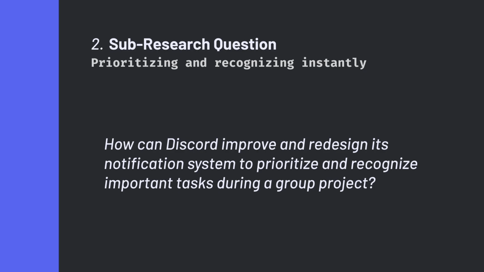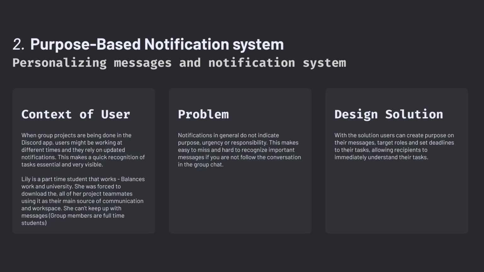So my sub-research question is, how can Discord improve and redesign its notification system to prioritize and recognize important tasks during a group project? As context, we all know Discord is not an app that concentrates specifically on group projects. As an example of this class, sometimes group projects are being done in the Discord app and the users might be working at different times and rely on updated notifications, making quick recognition of tasks essential.